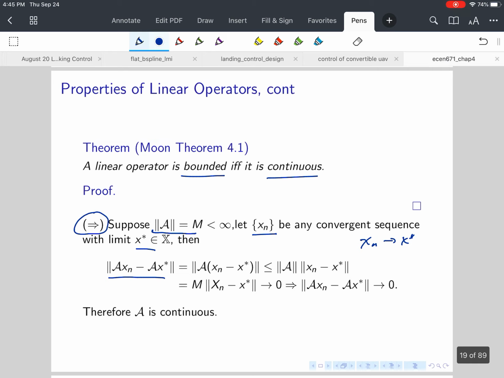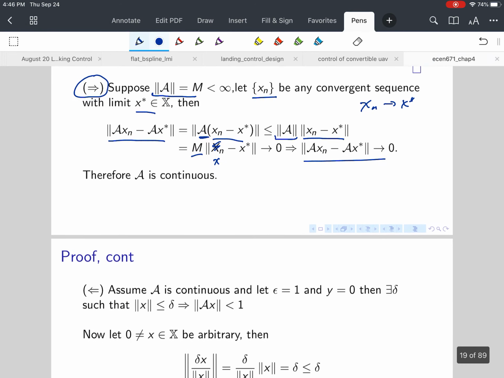Well, A xn minus A x star, it's a linear operator, so we can pull the operator out and make it A times the difference between xn and x star. And then we use the submultiplicative property to pull out the norm of A, and we have the norm of A times the norm of xn minus x star. Well, we know what the norm of A is. It's equal to m, and we know that xn minus x star converges to 0. So that implies that A xn minus A x star goes to 0, so A is continuous.